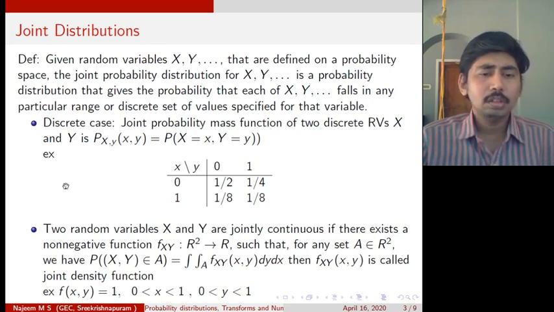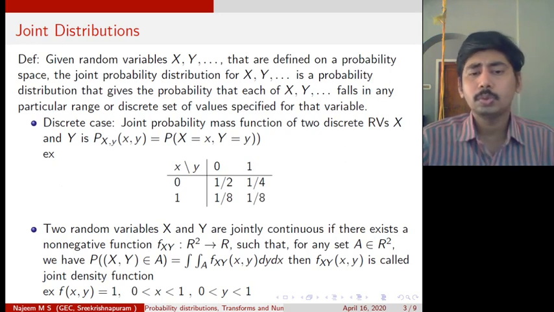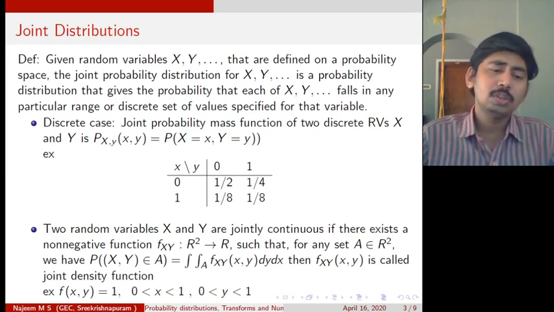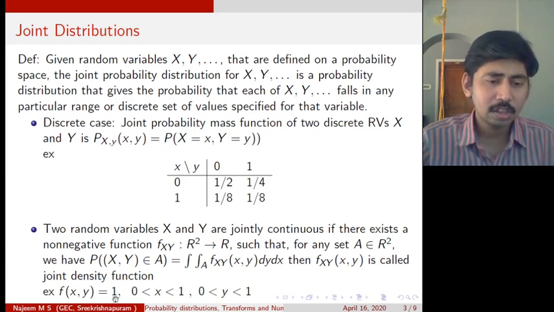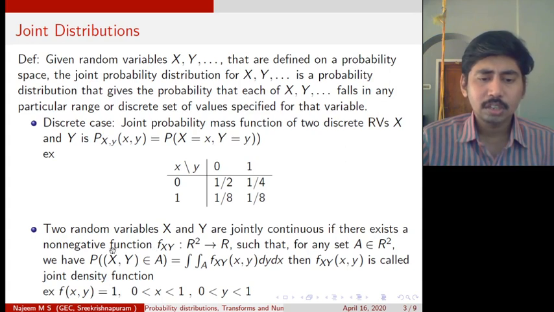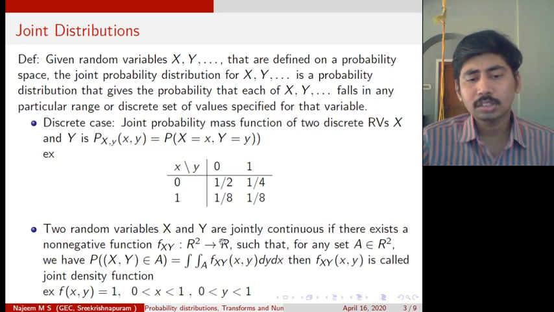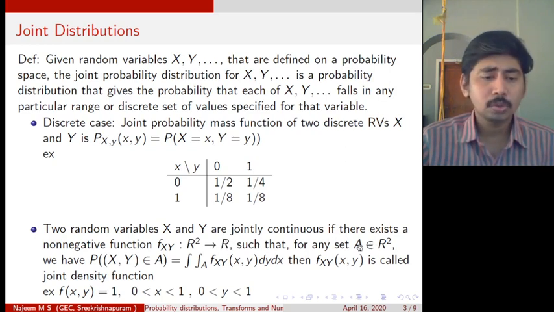And you know that in the continuous case it is not possible to express it in a table. You need to express it as a function, which is called the joint density function. A joint density function is a function from R square to R, where R square is the xy plane where the xy ordered pairs lie, and it represents the probability that a point belongs to a region of R square.